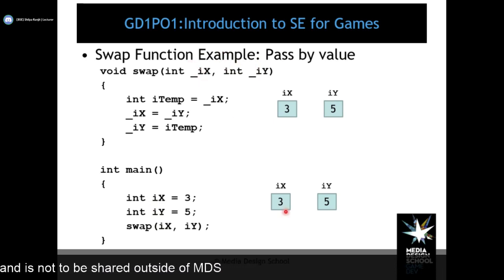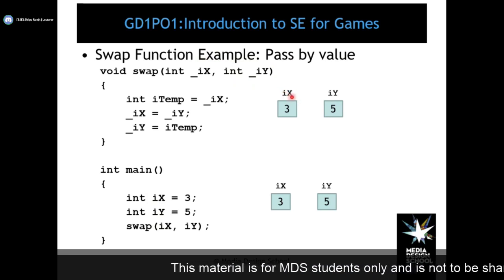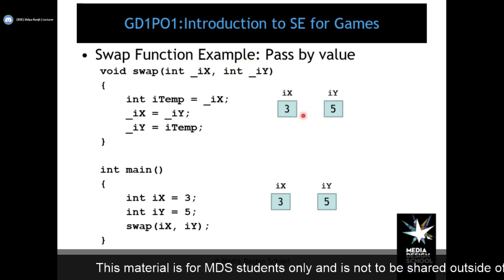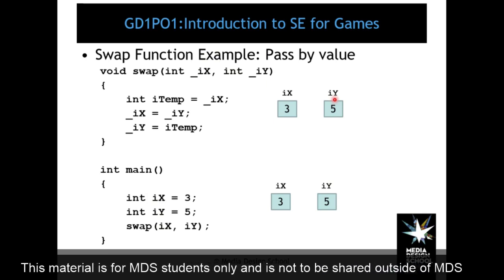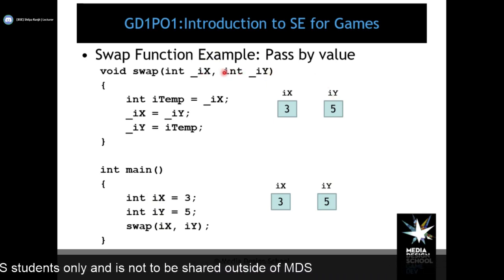A pass by value basically means there's one copy in the scope of the main function, and there's another copy in the scope of the swap function. So I've got new locations created for ix and iy with the same values, that is 3 and 5. So what happens after this function is created?